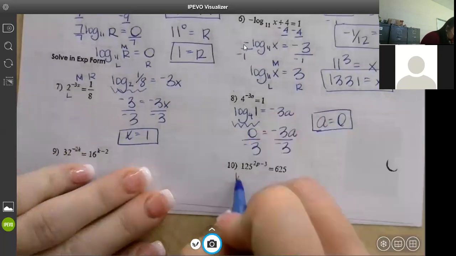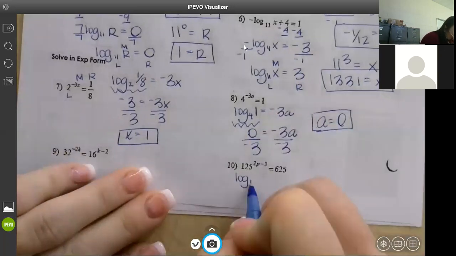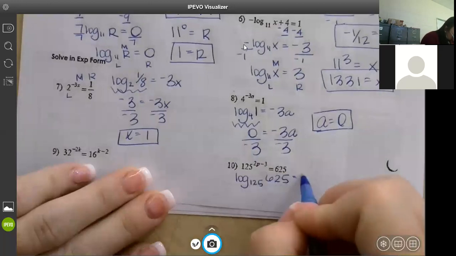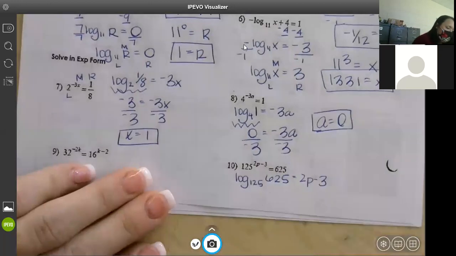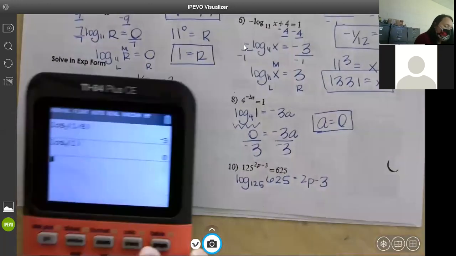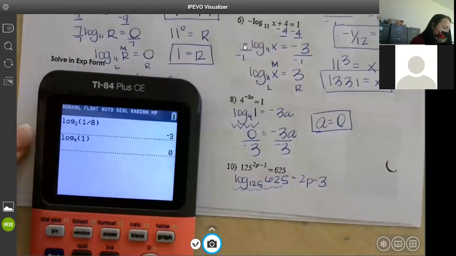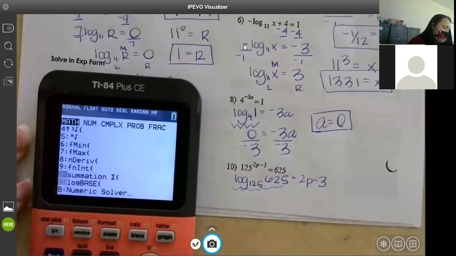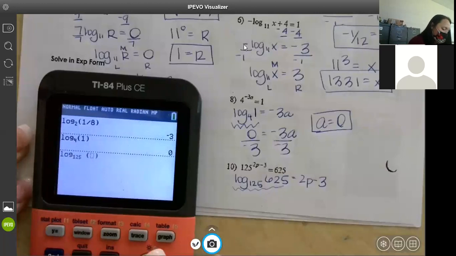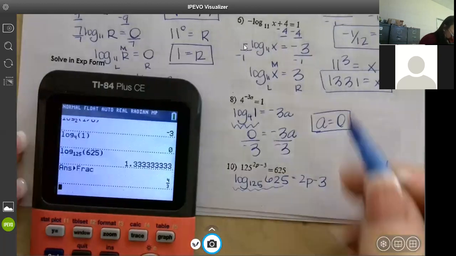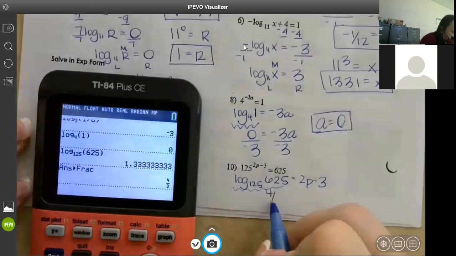So we're going to go ahead and do the log. Your leftmost is 125. Your right is 625. And we're going to equal it to the power, 2p minus 3. This one is the exact same way as the other ones. We're going to put it into our calculator. Math, log base 125 of 625. And it gives us 1.3, but I can turn that into a fraction and it gives me 4/3.